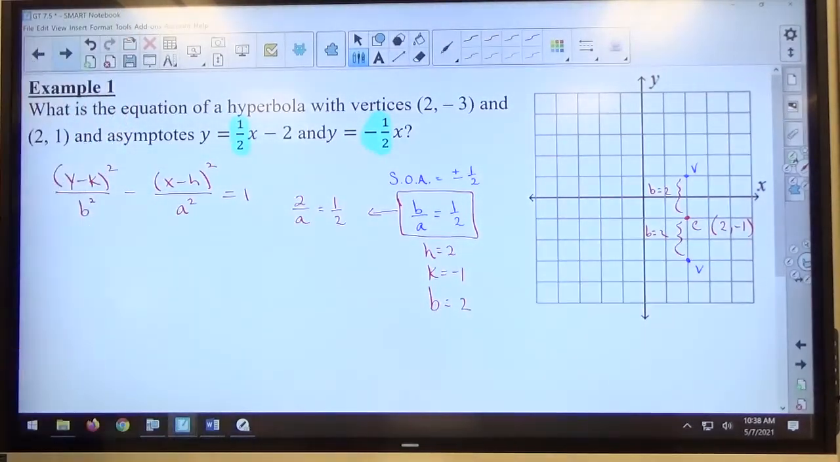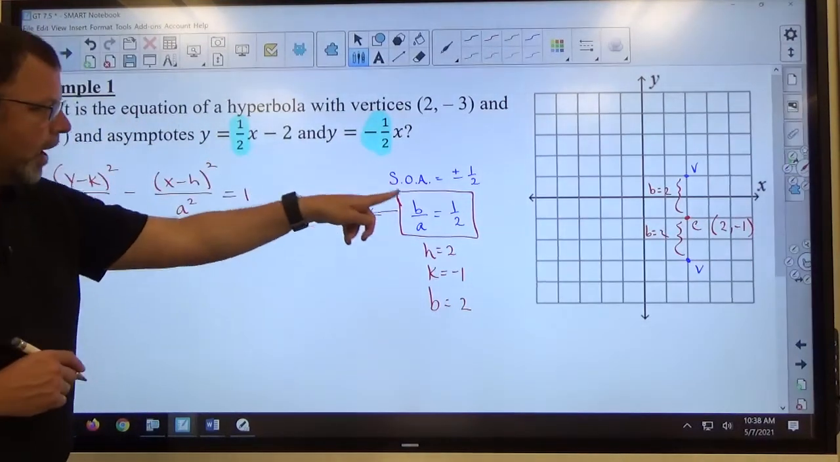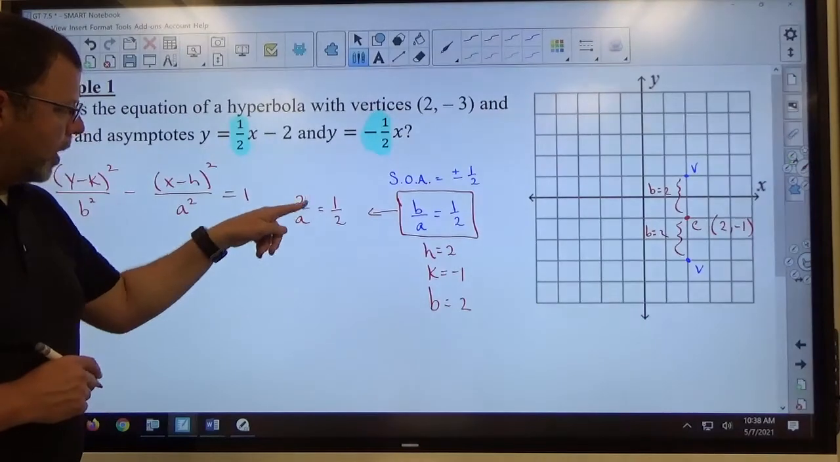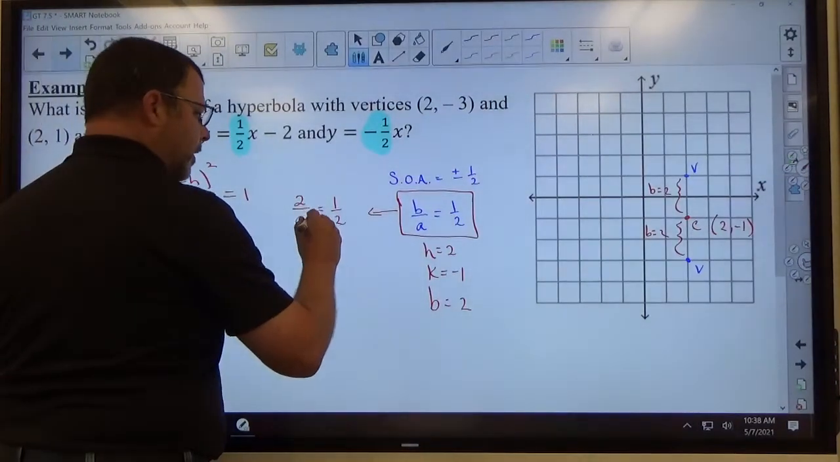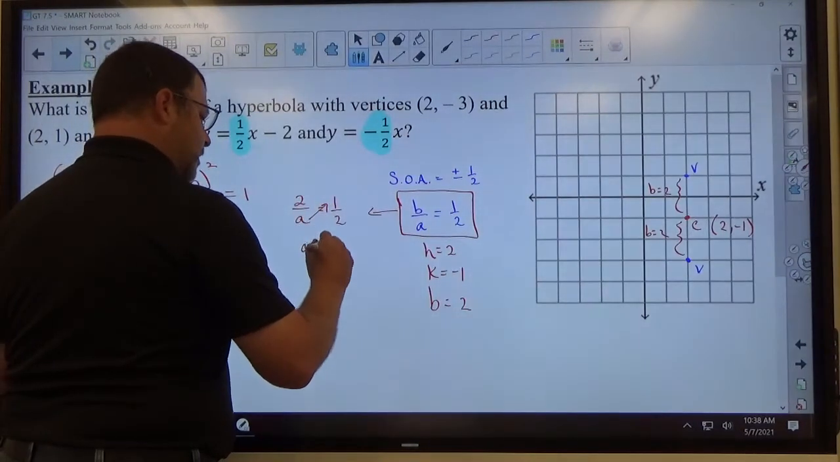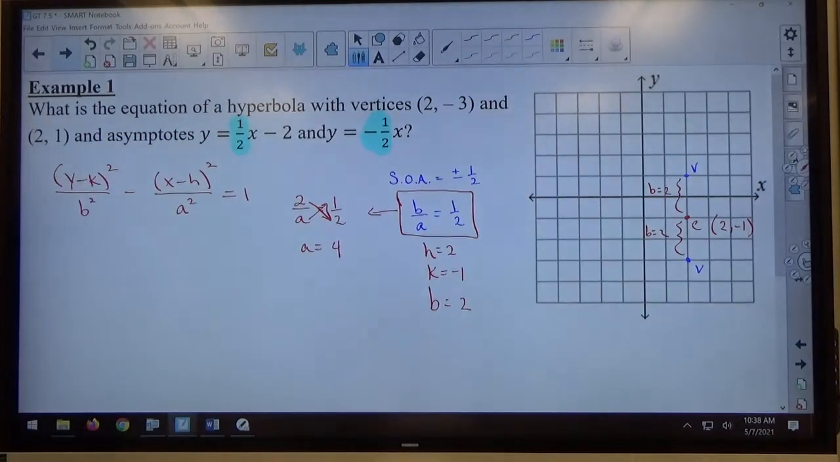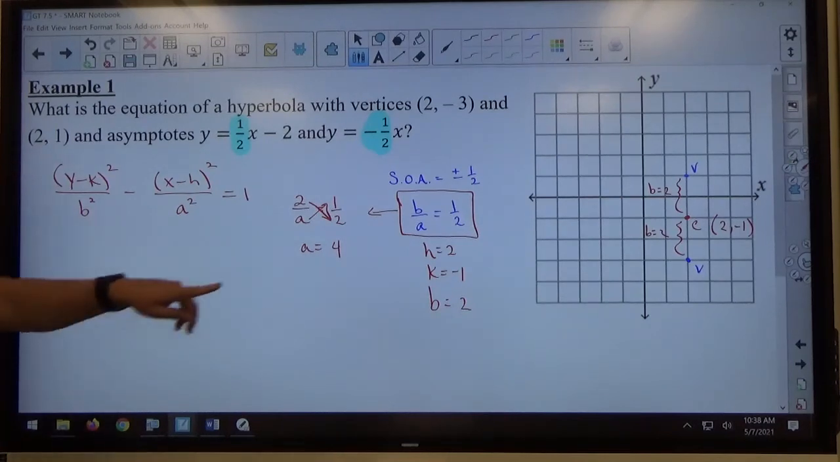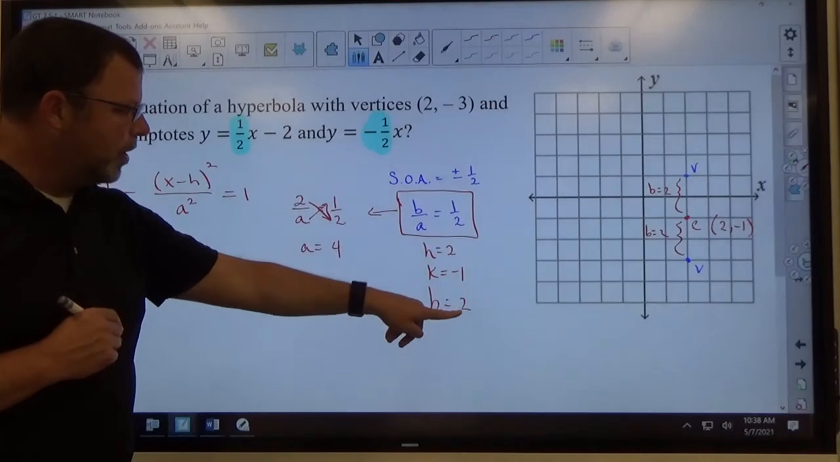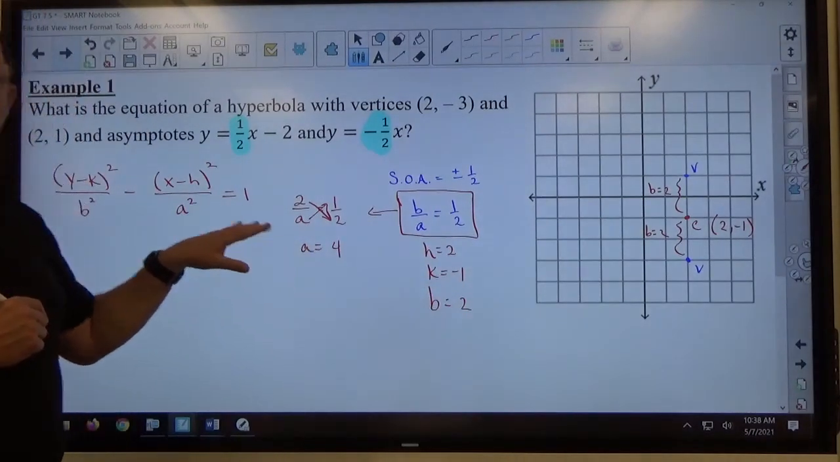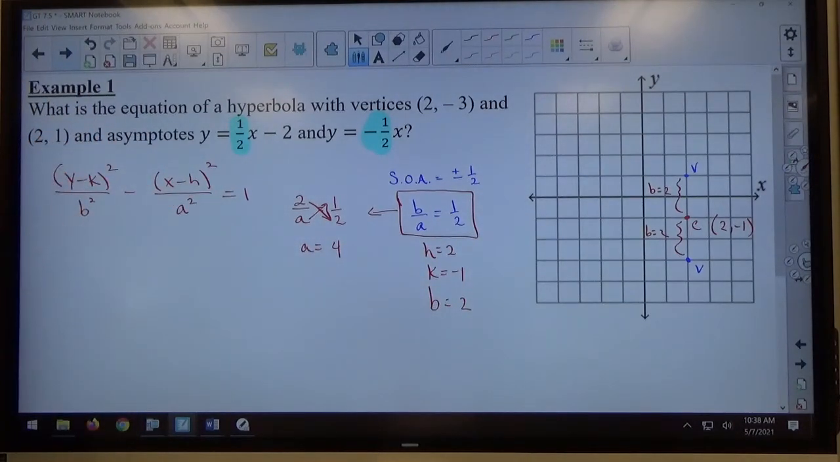So b is equal to 2, and b over a is equal to a half, so 2 over a equals a half. We cross multiply. 1 times a is a, 2 times 2 is 4, so a is equal to 4. So this is my correct structure of my standard form, the y squared first because it's up and down. h equals 2, k equals -1, b equals 2, a equals 4. So now I just replace all those numbers in the standard form to write the answer.